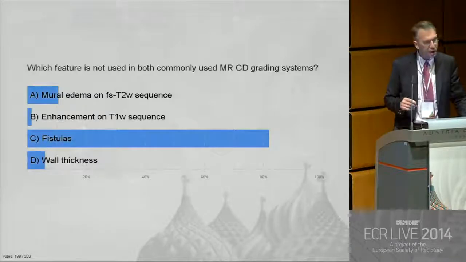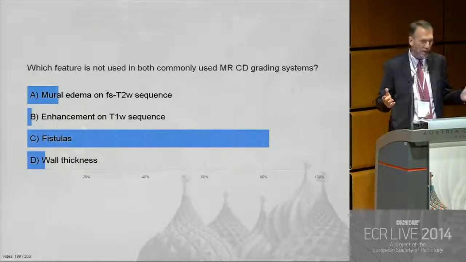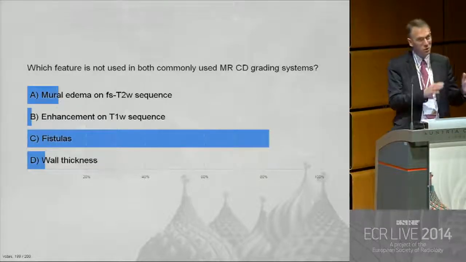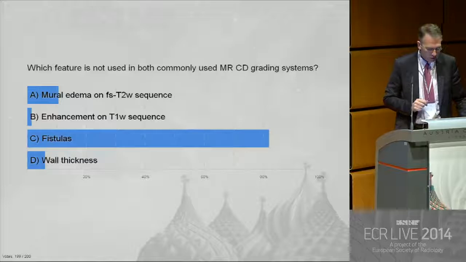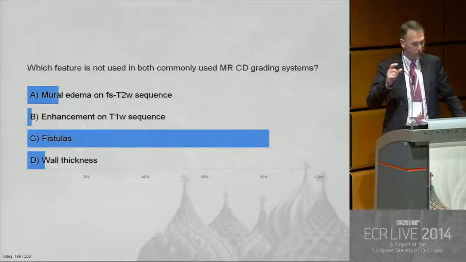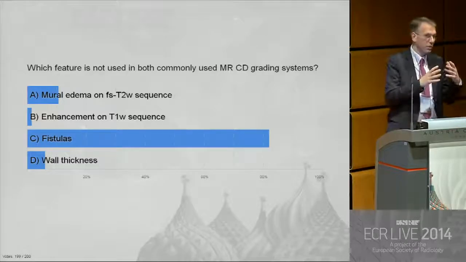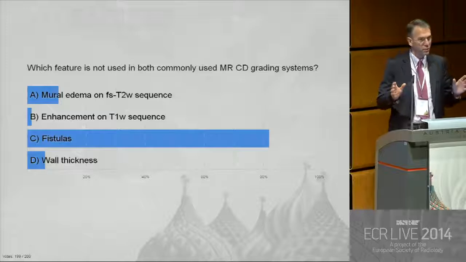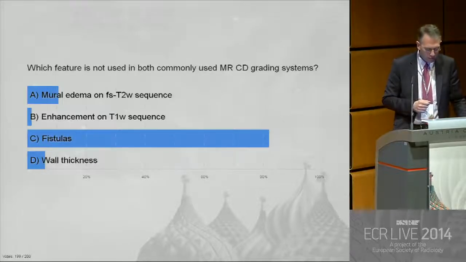So the mural edema is, because it's on the fat set, so the first question was T1, and that was not correct because it's not the T1, but it's the T2. So here it's correct. Mural edema on the fat set T2 is in both systems, and is a very important feature to determine whether it's disease activity or it's fibrosis. So that's really for monitoring disease activity, a very important item.